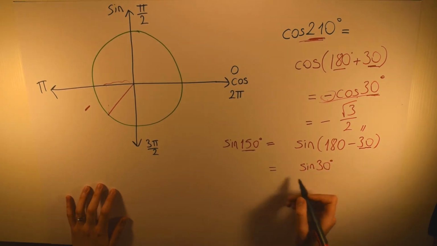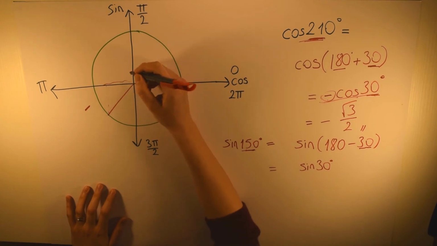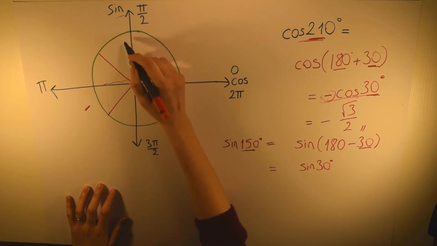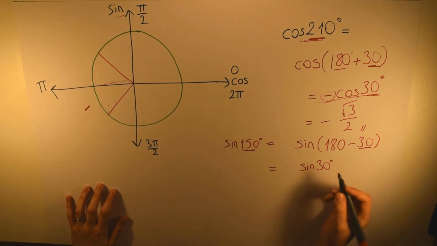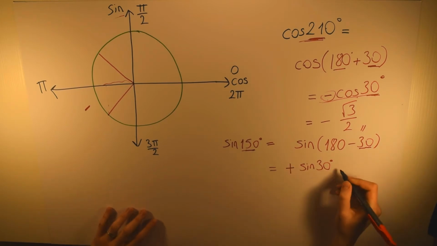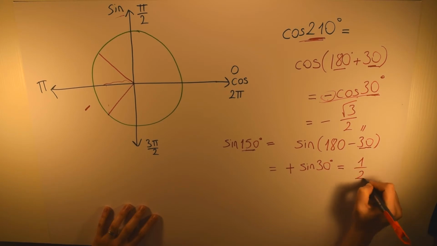But how can we find its sign? 150 degrees is somewhere here, right? It's somewhere here, and the sine is here. It's positive. It's not negative. That's why it's plus sine 30 degrees, which is equal to 1 over 2.